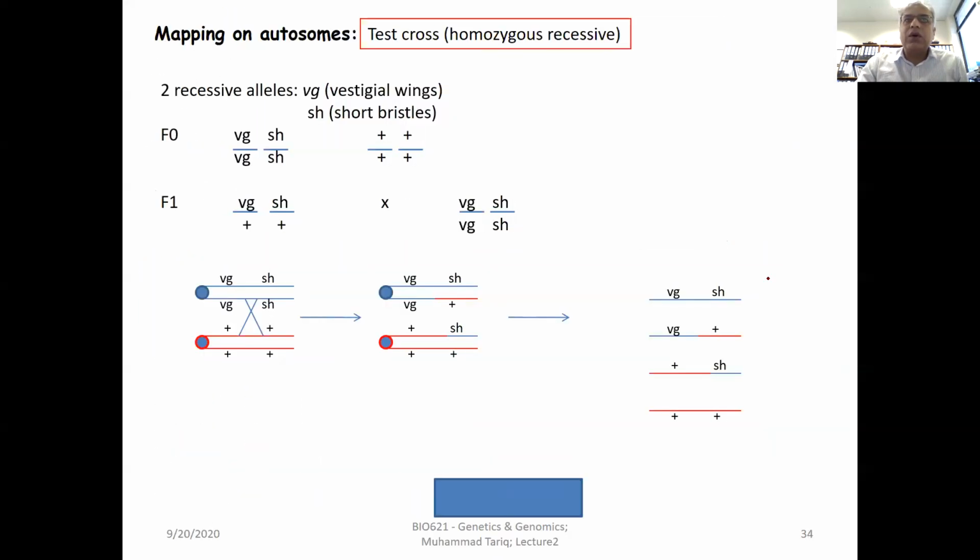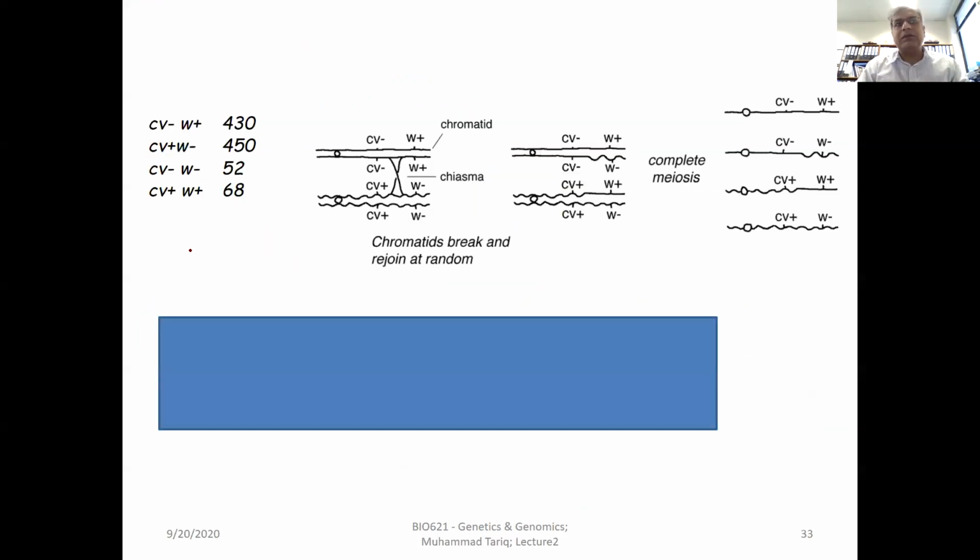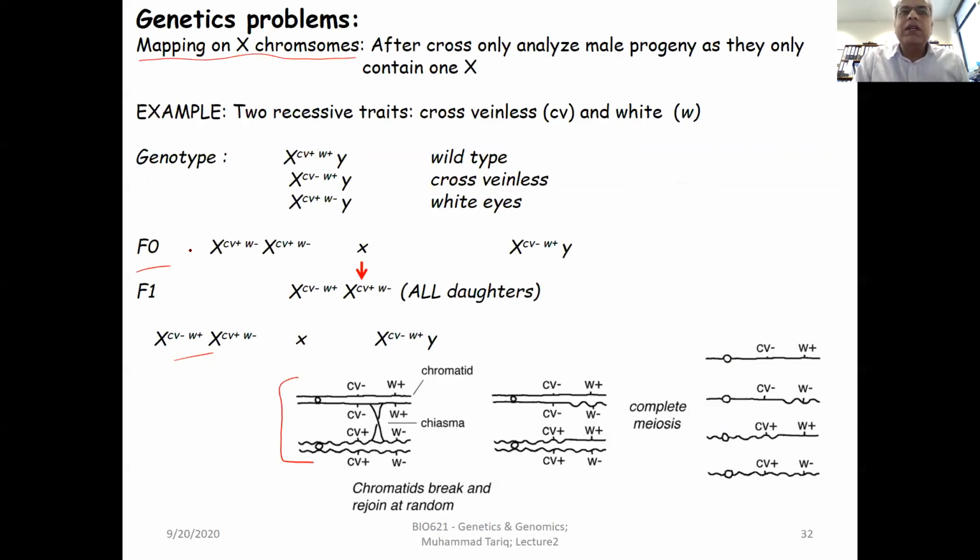You should also go back and read the genetic problem on mapping on the X chromosome. This one. Okay. How genes are mapped on X chromosomes. You already know the X chromosome now. Mapping on the X chromosome is very simple because you don't need to go through a lot of crosses. Already in F1 you can look at the recombinant classes. So if there are any questions, please feel free to ask.